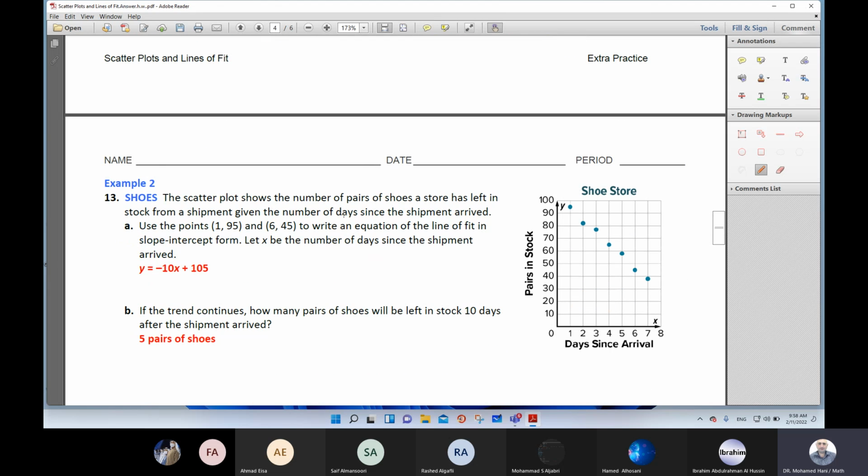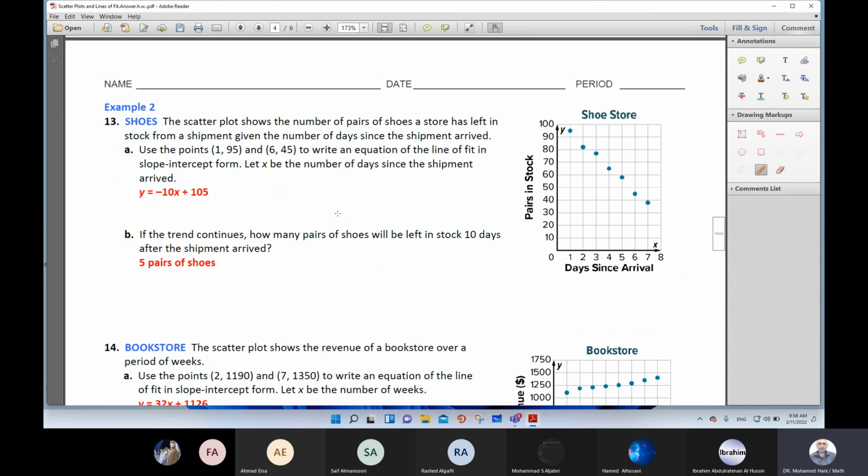But the second idea in this lesson, listen to this example. The scatter plot shows the number of pairs of shoes a store has left in stock from a shipment given the number of days since the shipment arrived. So use the points. We have 2 points here, 1, 95 and 6, 45, to write an equation of the line of fit in slope-intercept form. Let x be the number of days since the shipment arrived.